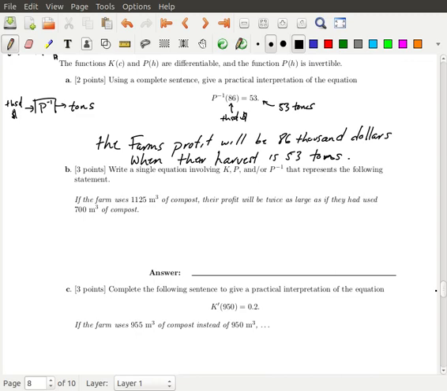Part B, write a single equation involving K, P and/or P inverse that represents the following statement. If the farm uses 1,125 meters cubed of compost, their profit will be twice as large as if they had used 700 meters cubed. Again, the units are really going to help us through this, just in a slightly different way than Part A. So we have meters cubed. That's one thing we're looking at. This amount of meters cubed, so 1125, and also 700 meters cubed. And then what else are we comparing? Profit. Profit being twice as large. Okay, so we're comparing meters cubed and profit.